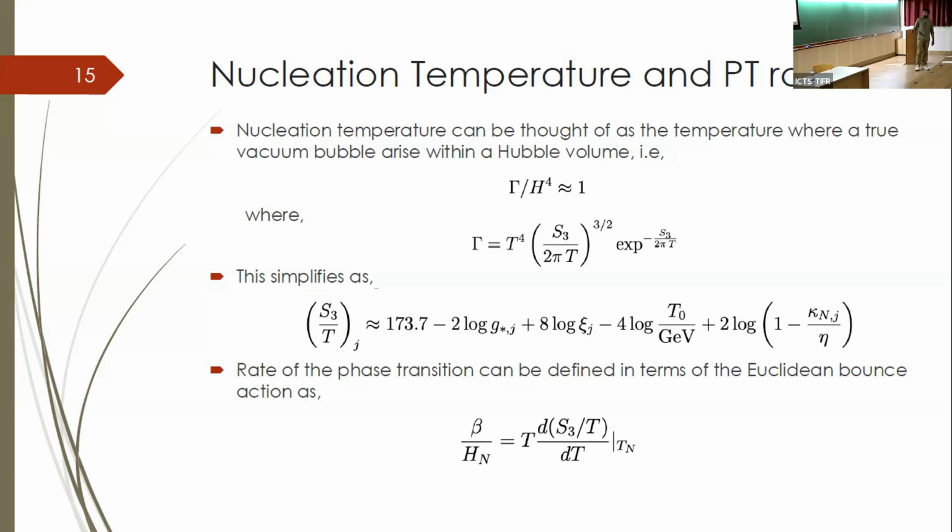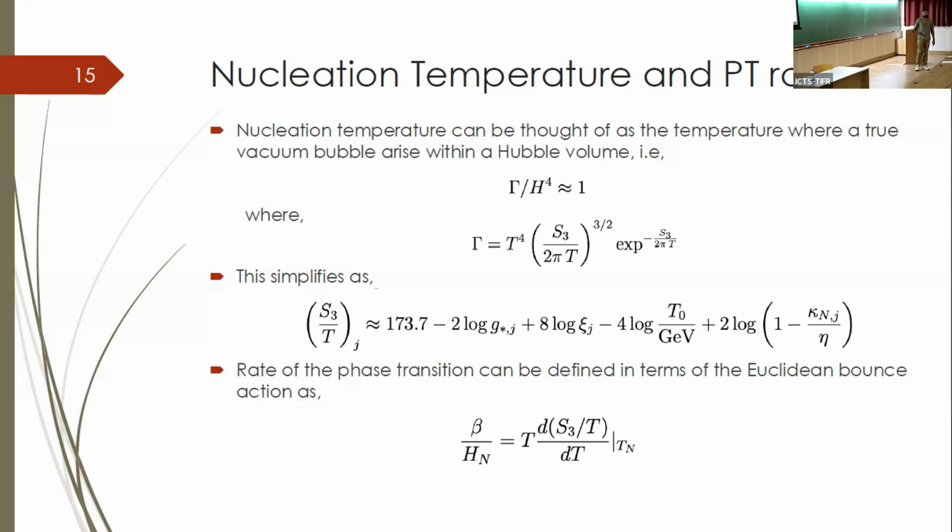And then this is the g star, which is the relativistic degrees of freedom. The chi is the ratio of the standard model with respect to the hidden sector. The T naught is the scale. And then we have the model dependence. As you can see, all these terms are log dependent. So even if you change the chi values and the model parameters slightly, the effect on the S3 over T will not be drastic.